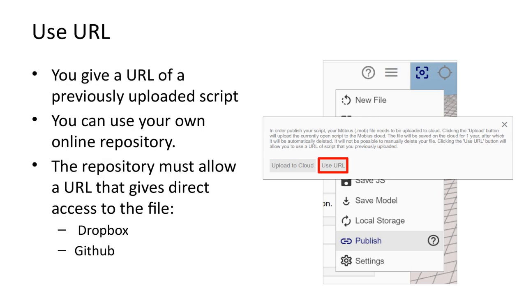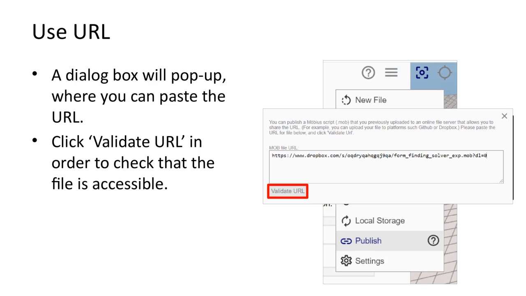When you click Use URL, you will be asked to give a URL of a previously uploaded script. The repository must allow a URL that gives direct access to the file. Two examples that provide this functionality are Dropbox and Github. Other repositories, such as Google Drive, may not allow you to get a direct link to the file. Once you have a link to your uploaded file, you can paste it into the Mobius URL input box. Clicking the Validate URL button will test whether the link works.